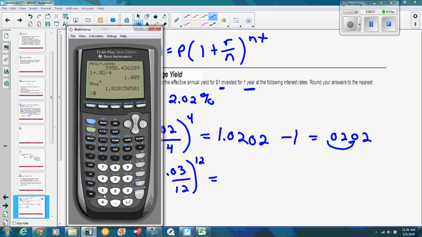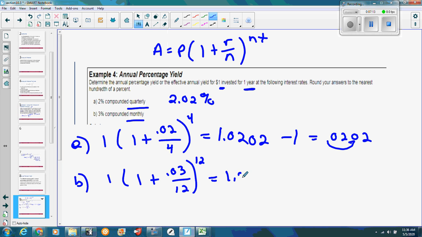I'm going to do 1 plus 0.03 divided by 12. And then I raise that, I always get that answer first because I don't use parentheses, to the 12. So my answer there was 1.0304. So again, I subtract 1. I get 0.0304. Move it over 2 places. So that would be equivalent to 3.04. So both of these are pretty close, compounded quarterly or monthly, to what the annual percentage yield would be.